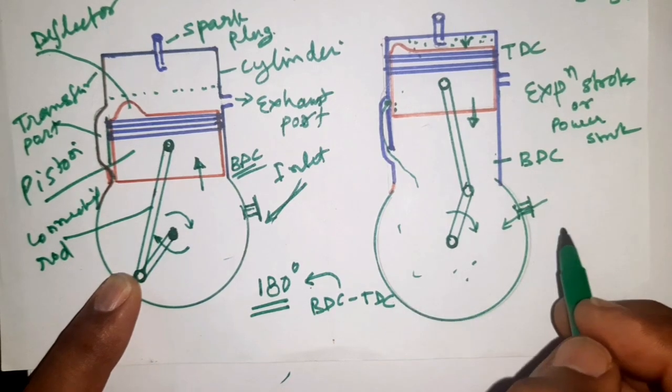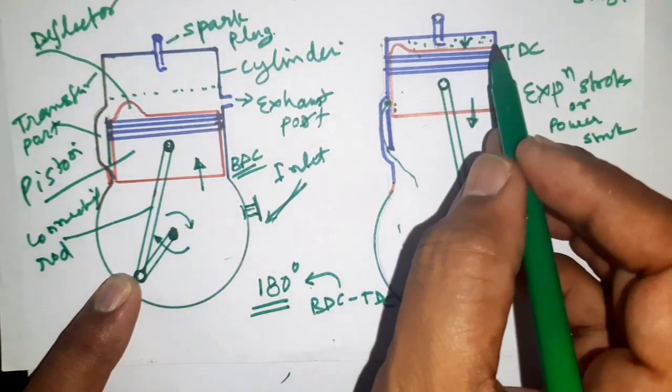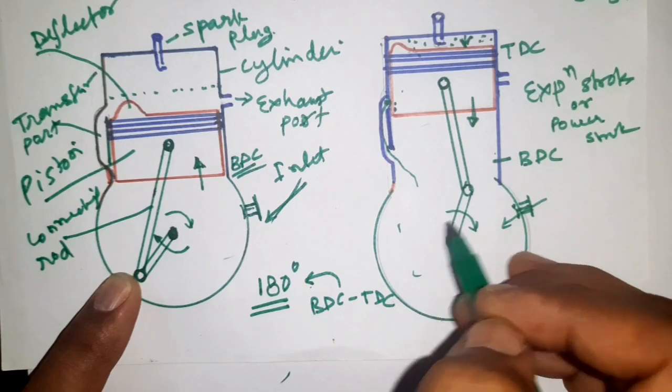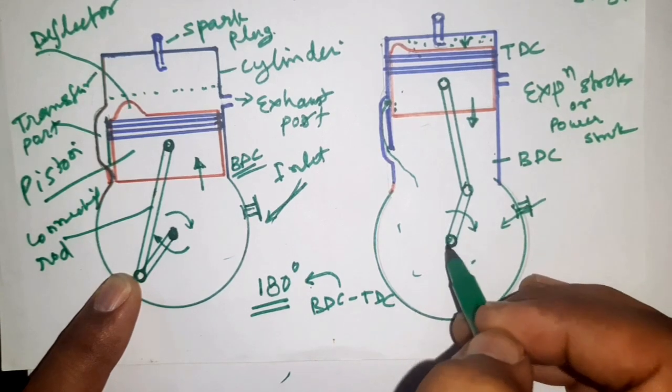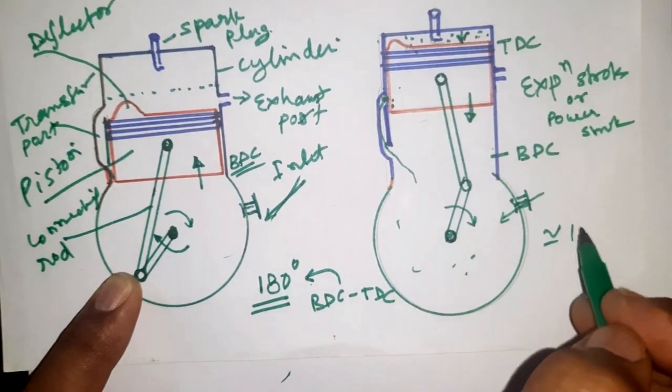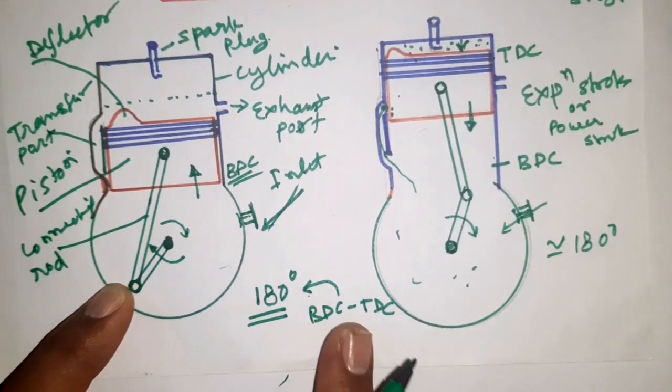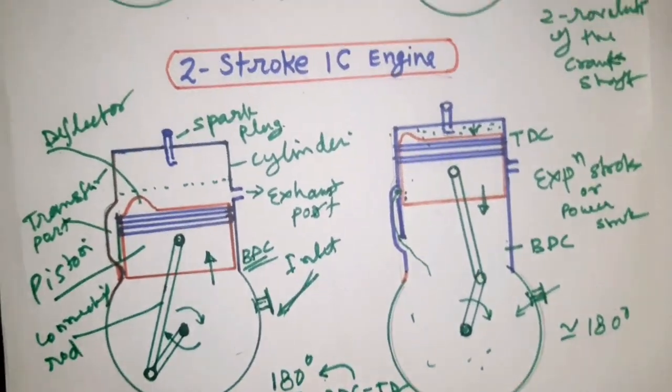Here you can see the piston moving from TDC to BDC, rotating the crank through 180 degrees. So this is the functioning of the two-stroke engine.